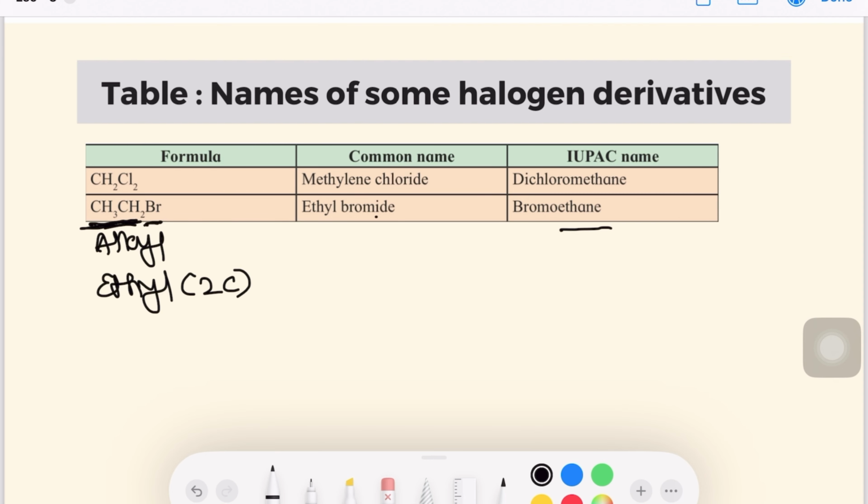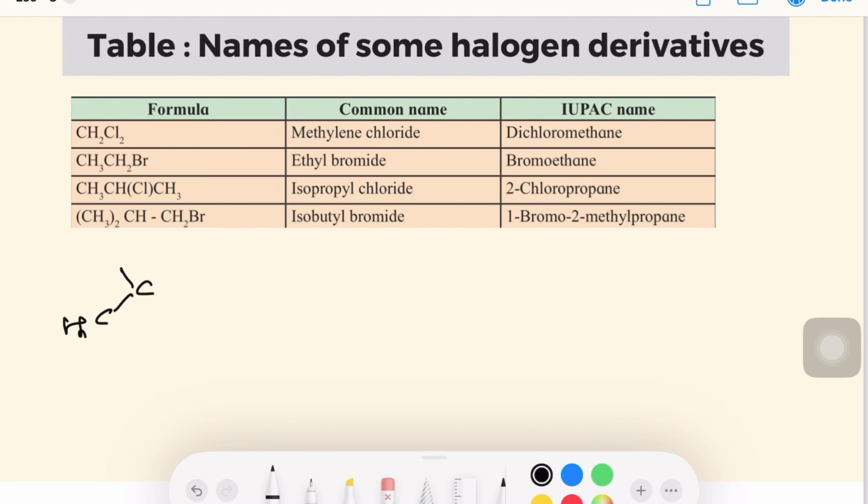Because this carbon atom contains 2 R groups, that is 2 CH3 groups, and 1 hydrogen. So it is a secondary carbon atom. Then the next example is (CH3)2CH-CH2Br. Let's expand this structure. This carbon atom contains 2 CH3 groups, CH3 CH3, this is H, CH2Br.